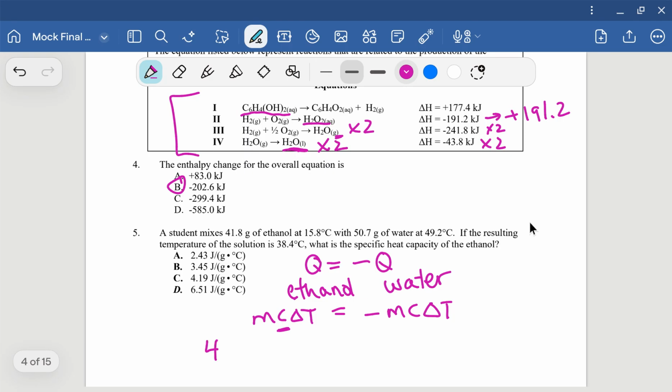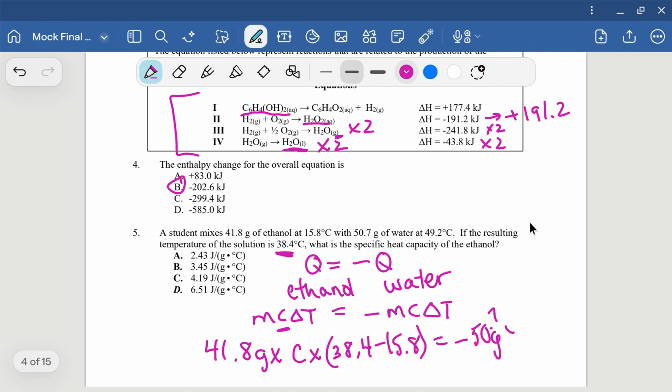So just filling in the values, 4.18 grams times c, which we're solving for, times the T final. The final temperature of the solution will be the final temperature of both the ethanol and the water, so we'll be using that value twice. And that will equal negative 50.7 grams times the specific heat capacity of water times the temperature change of the water, 0.2.